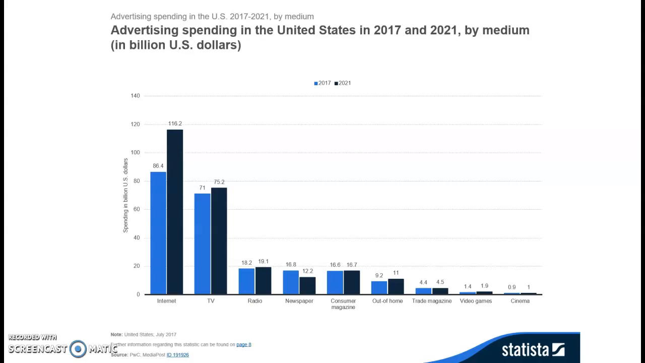TV goes up a little bit. Radio goes up a little bit. Newspapers going down. Magazines basically flat. Out-of-home's going up a little bit. And then they have a couple of other things here. Cinema really should be included in out-of-home, but anyway, I won't quibble. The most dramatic growth is internet, and then you've got print going down.